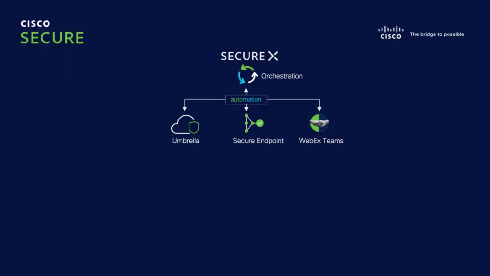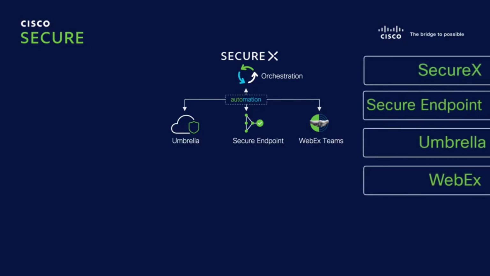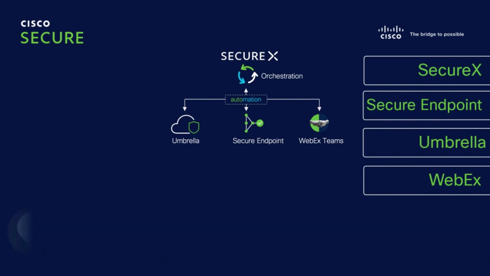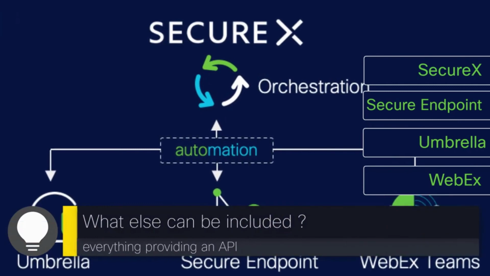Conclusion. In this use case, we took a look how Cisco Umbrella, Secure Endpoint, SecureX orchestration and WebEx Teams have been used to automate security. You now may think about how use case 1 to 3 can be automated in the same way, and what else inside your security architecture could be automated.